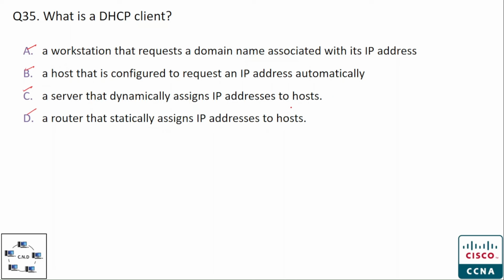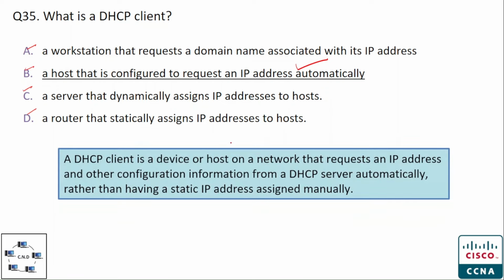And the correct option is option B, a host that is configured to request an IP address automatically. So a DHCP client is a device or host on a network that requests an IP address and other configuration information from a DHCP server automatically, rather than having a static IP address assigned manually.